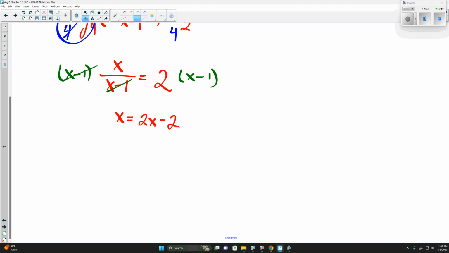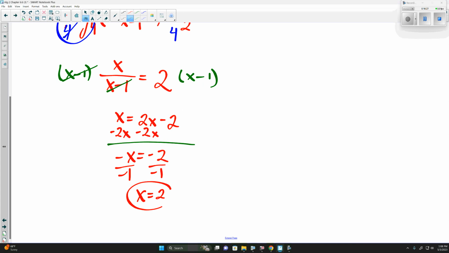Or just 2x minus 2, yes. Yeah, we could subtract the 2x. Now, we could have added the 2 and then subtracted the x and got to the same spot. If we subtract the 2x, we get that negative x is equal to negative 2. Divide by negative 1 and we get x is equal to 2.